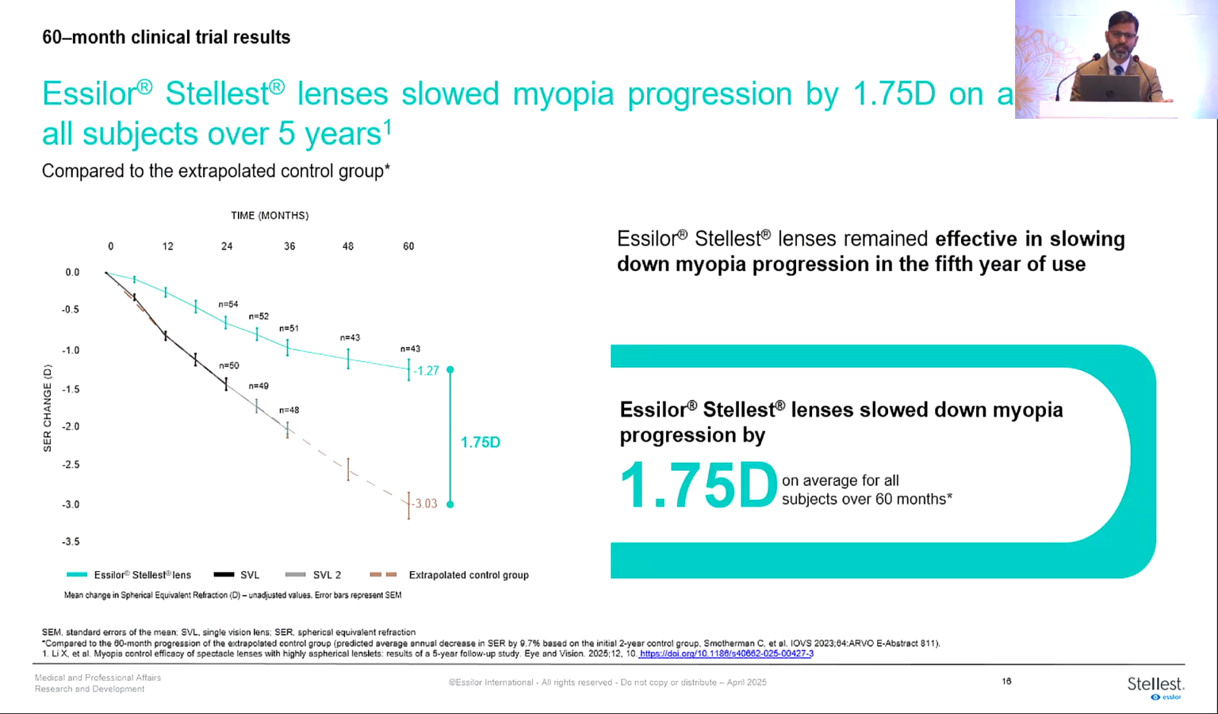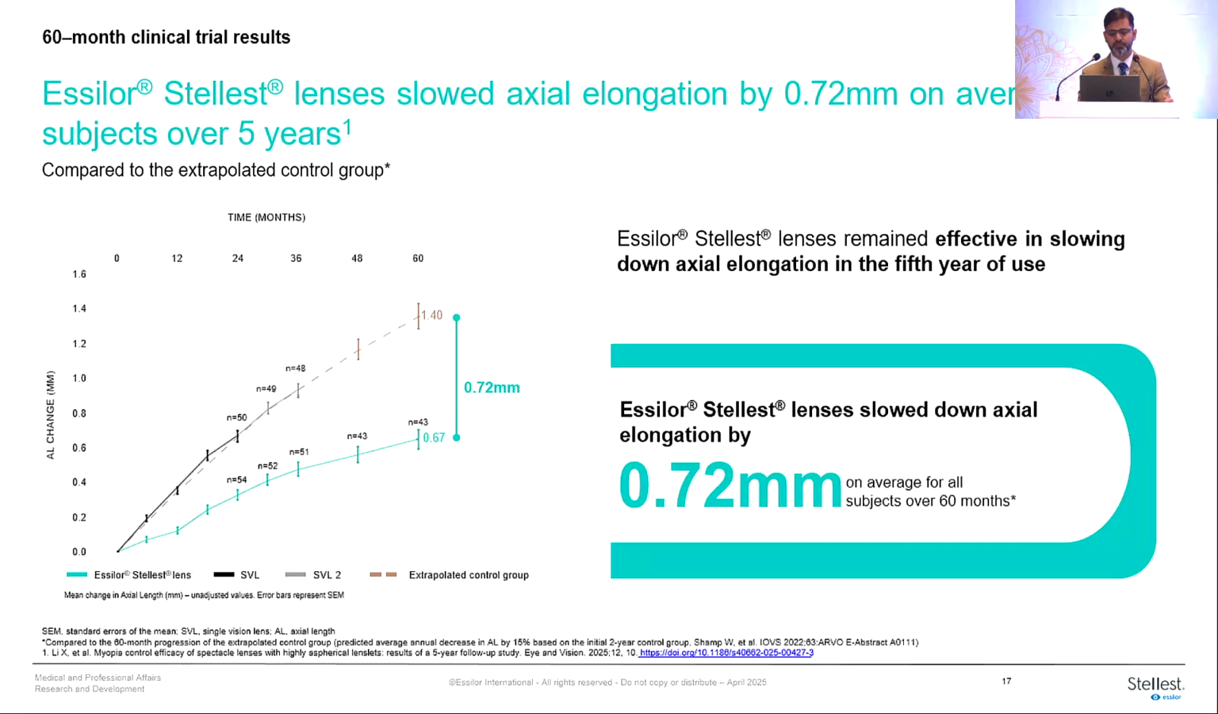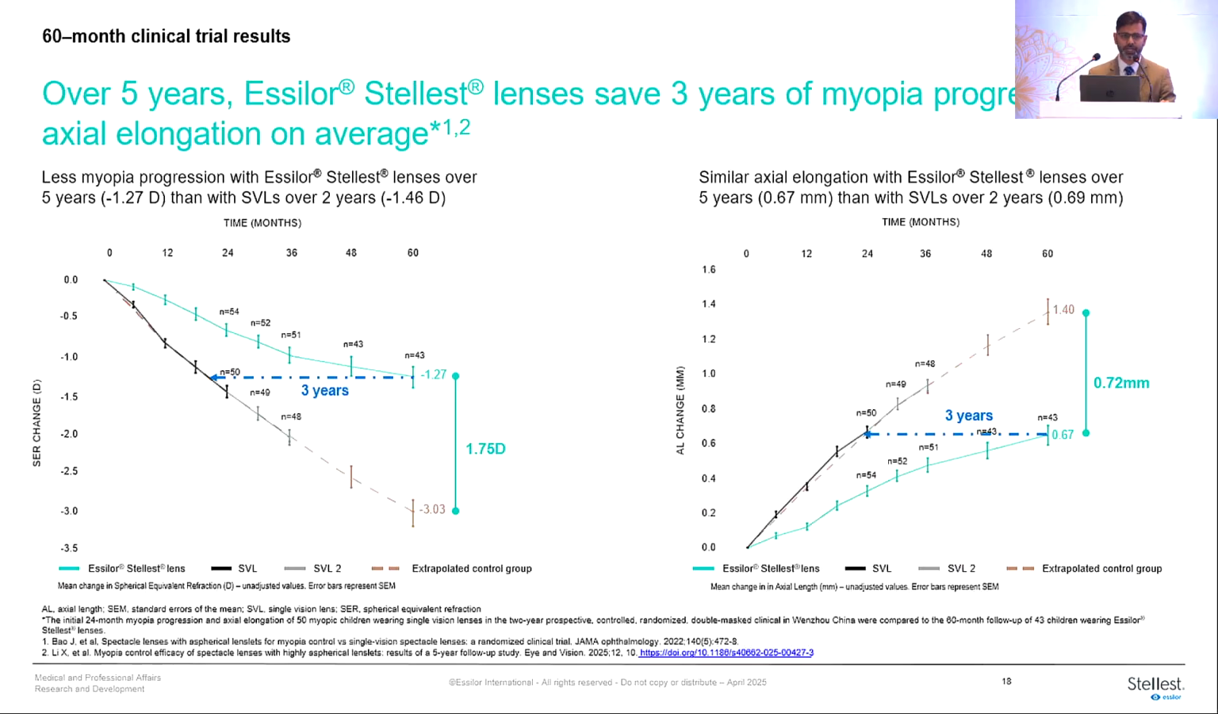The results were very promising. By the end of 5 years, in terms of progression, Essilor Stellest lenses actually slowed down myopia progression by 1.75 diopters. Now, that's a big win. It was significant as compared to single vision lenses. In terms of axial length, again, it was 0.72 millimeter better as compared to single vision lenses. Now, this is one way of looking at it. Let's try to look at it another way.